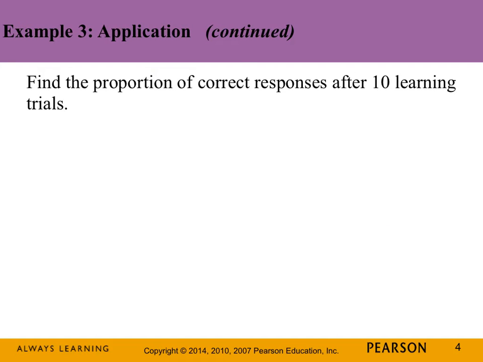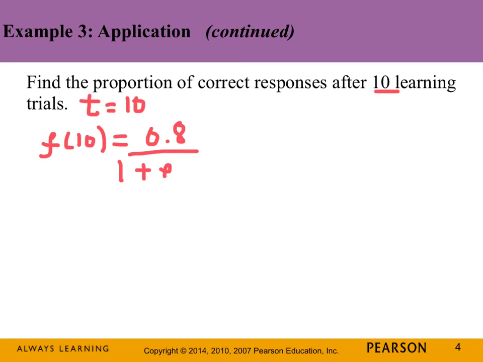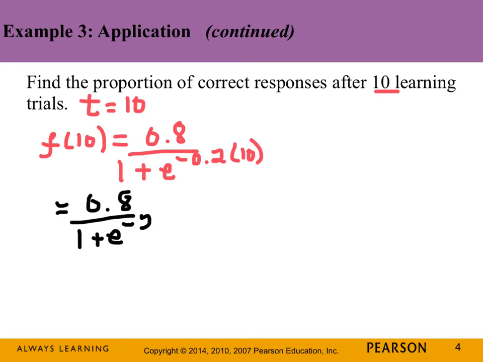Next, we're asked to find the proportion of correct responses after 10 learning trials. So t is 10. F of 10 equals 0.8 over 1 plus e raised to the negative 0.2 times 10. And that equals 0.8 over 1 plus e raised to the negative second power.